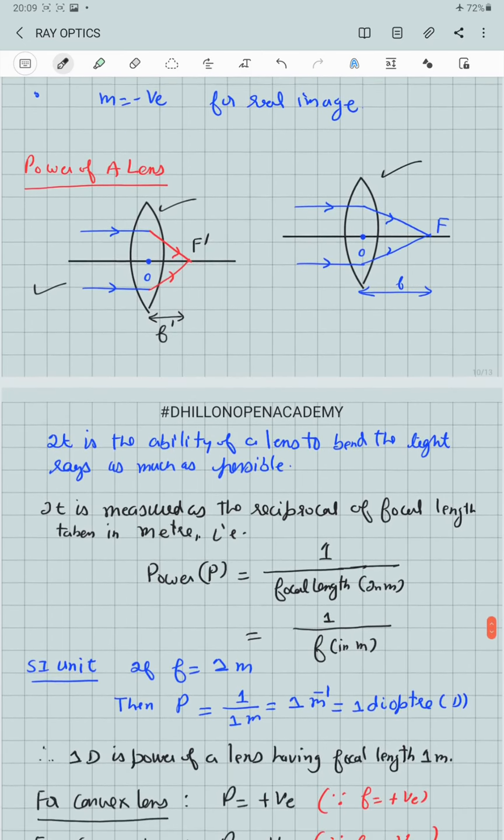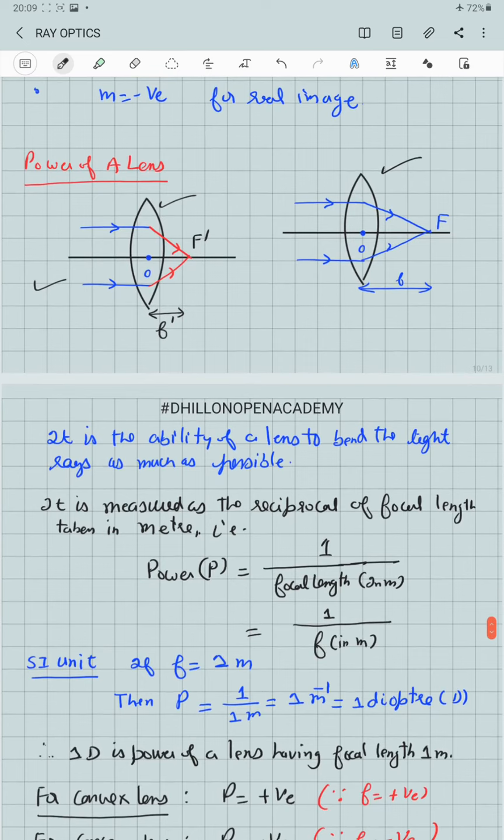In SI unit, the power is measured in the unit of diopter. So if we have a lens having focal length 1 meter, then its power will be 1 meter inverse, that we call as 1 diopter. So 1 diopter is the power of a lens which is having a focal length of 1 meter.